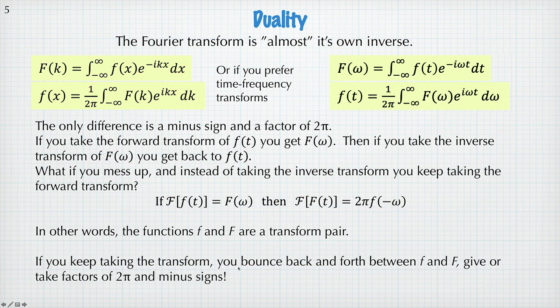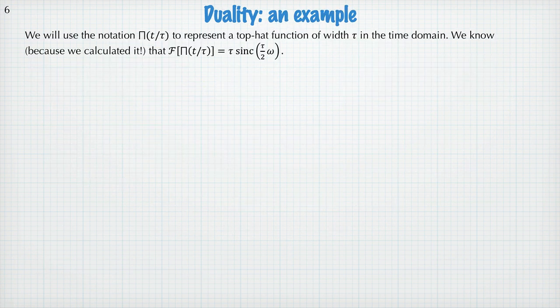So if you keep taking the transform, you bounce backwards and forwards between the function little f and big F, give or take factors of 2 pi and minus signs. And so the duality means that Fourier transforms always come in pairs. This is a really useful property, and I'll demonstrate it with, or explain it, I think it's easier to understand, with some pictures.